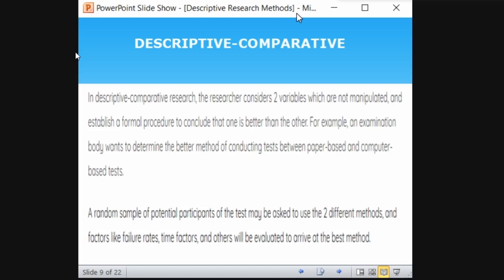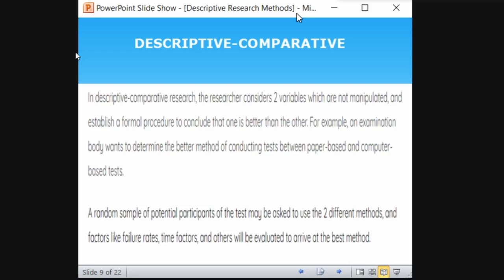So we will see an example so you can understand it. An examination body, an examination wing. Let's take our controller of examination or our examination section. Okay, they want to determine the best method for conducting a test between paper-based and computer-based test. You see, online test or written paper-based test, they want to compare which is the best method.